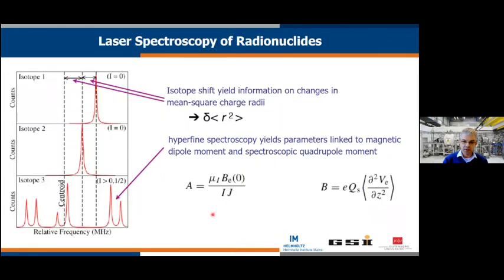Now, how do we do this? Well, of course, if we have a spectral line, then we will record a certain number of counts at the different frequency positions. And if such a line is observed in different isotopes that, for example, have different numbers of neutrons, then it will shift in the transition frequency. I will show you in a moment how this is connected to the changes in the mean square charge radius. And then the hyperfine structure splitting will give us access to dipole and quadrupole moments, but this I will elaborate a little bit more closely.